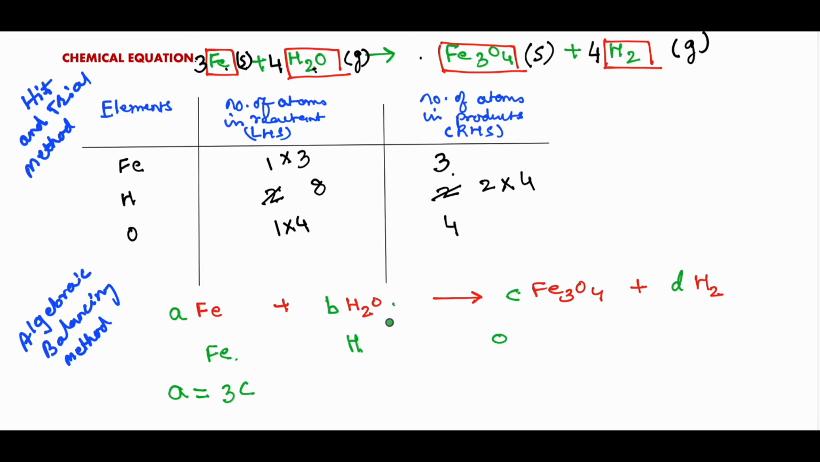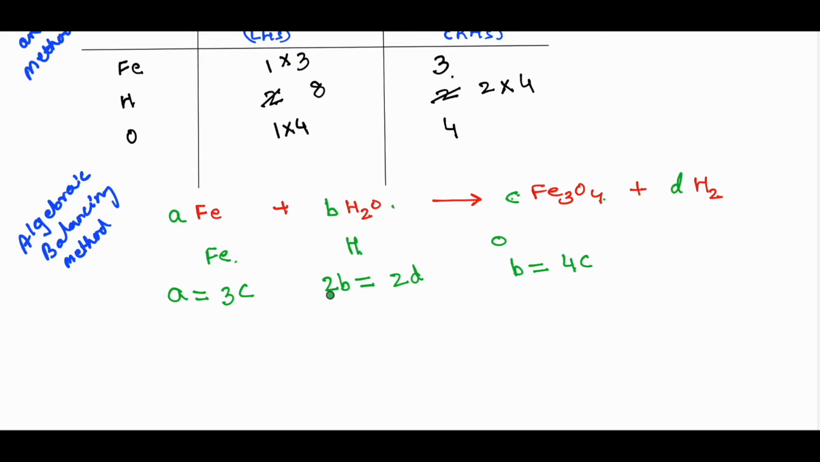Now for hydrogen, let us see. It is 2 times B on the reactant side, so 2B. This is equal to, for hydrogen on the product side, 2 times D. So here 2B is equal to 2D. Now for oxygen, it is 1 times B on the reactant side, and on the product side, oxygen is 4 times C. So B is equal to 4C.